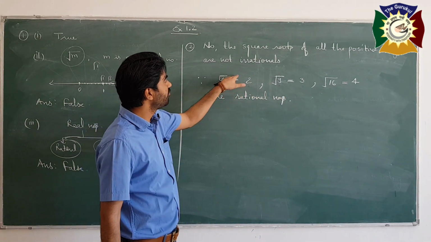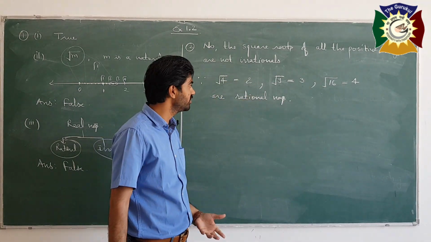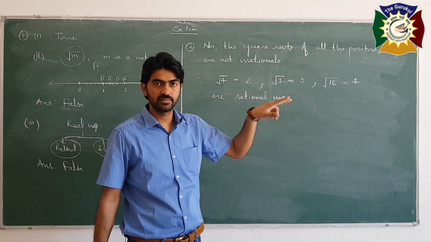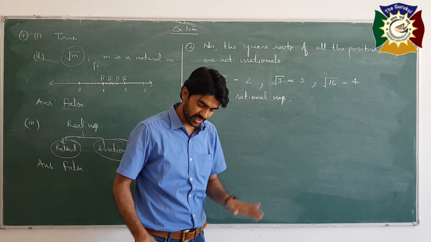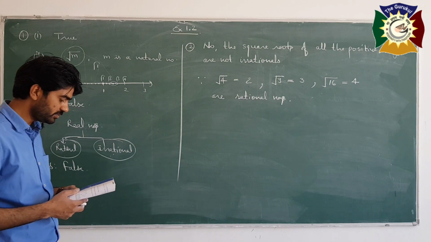Now the square root of 5 will be irrational. Square root of 6 will be irrational. Square root of 7 will be irrational. So all the square roots are not irrational. Some of them are rational, some of them are irrational. So this is the answer for question number 2.